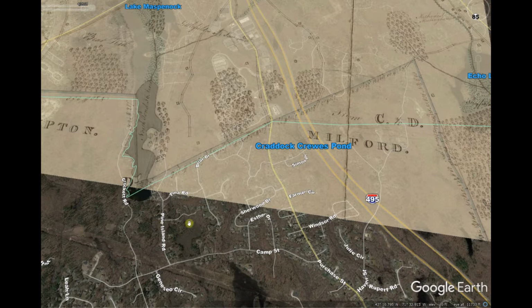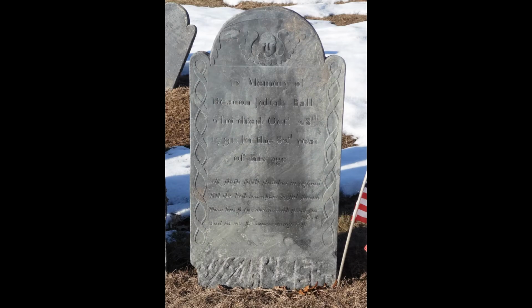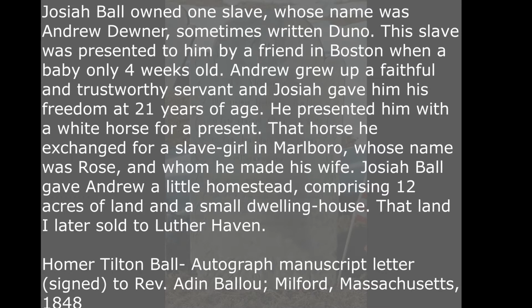And this family, lucky for us, Josiah Ball Jr.'s papers have been all stored away in Harvard University archives, and I actually found a letter in there written by his great-grandson talking about Josiah Ball owning a slave. It says here, Josiah Ball owned one slave whose name was Andrew Dooner, sometimes written Duno. This slave was presented to him by a friend in Boston when a baby, only 4 weeks old. Andrew grew up a faithful and trustworthy servant, and Josiah gave him his freedom at 21 years of age. He presented him with a white horse for a present.